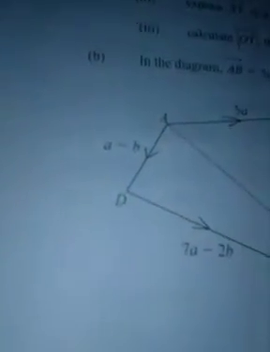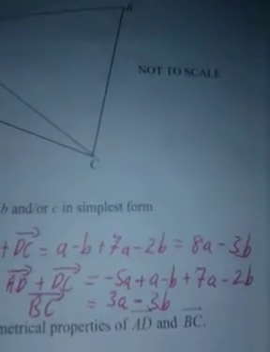Okay. So from A to C. That's from here to here. I can go here from A to D, and then I go from D to C. So AC vector is equal to AD vector plus DC vector. AD is equal to A minus B, plus DC vector is equal to 7A minus 2B. Add the numbers: A plus 7A is equal to 8A, minus B minus 2B is equal to minus 3B. Done.